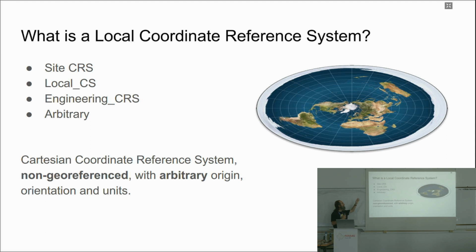So first, what is a local coordinate reference system? Those are some aliases of the same concept. It's a Cartesian non-georeferenced coordinate reference system with an arbitrary origin. So you have your origin at some point, probably at your construction site, and you have a Cartesian x, y, in any direction, any units, and no reference to the Earth.